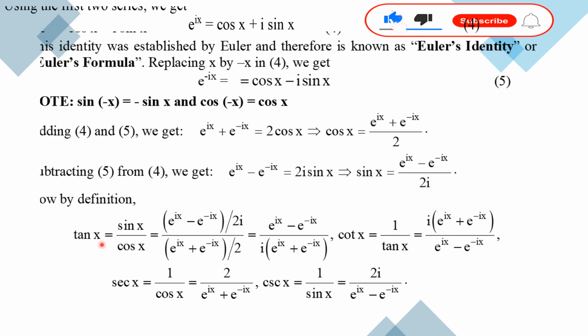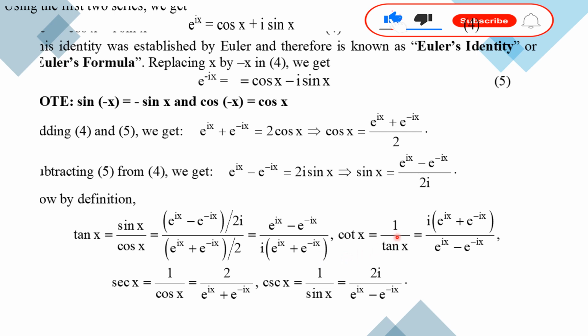Now we simplify tangent. Tangent is sin x upon cos x. So what is sin x? Sin x is equal to e power iota x minus e power minus iota x upon 2 iota. Cos x, you have the value, e power iota x plus e power minus iota x upon 2. The 2 will cancel with 2 and we will have tan x in exponential form: e power iota x minus e power minus iota x, over e power iota x plus e power minus iota x.